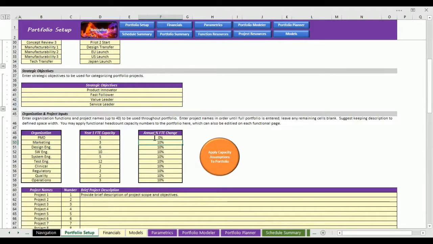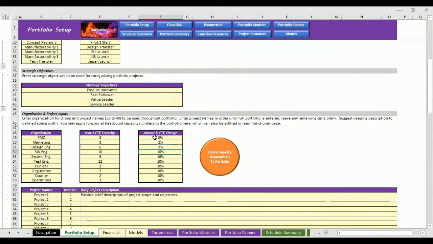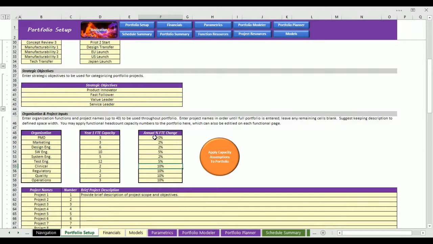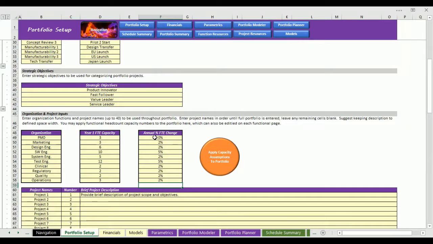With marketing, you would expect a 2% growth, the same for design engineering, but you might expect a 5% growth for software engineering, 2% for systems, 5% for test engineering, and 2% for the rest of the organization. Once completed, simply click the Apply Capacity Assumptions to Portfolio button, and these values will be populated throughout the portfolio.